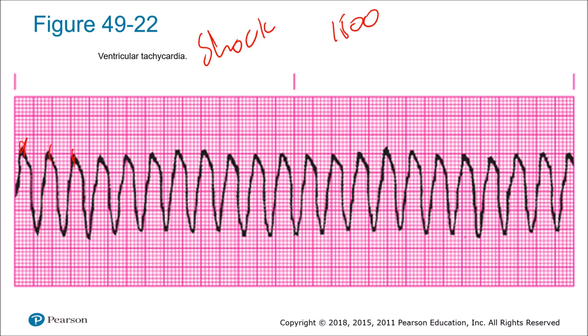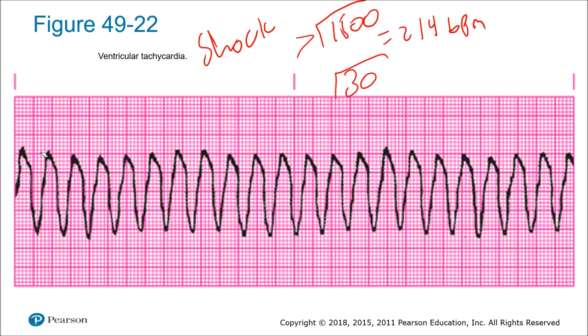So for 1500, we need the little squares. So little squares, let's say it's 1, 2, 3, 4, 5, 6, 7. So it is 7 little squares. And let's divide that, 1500 divided by 7, which equals 214 beats per minute. Very, very fast.